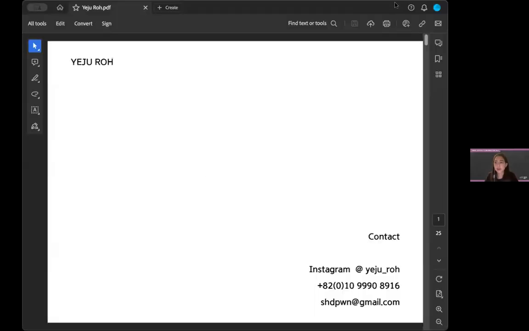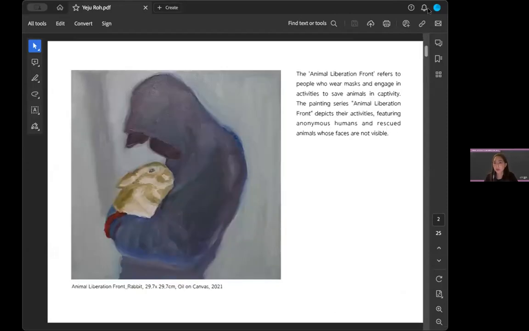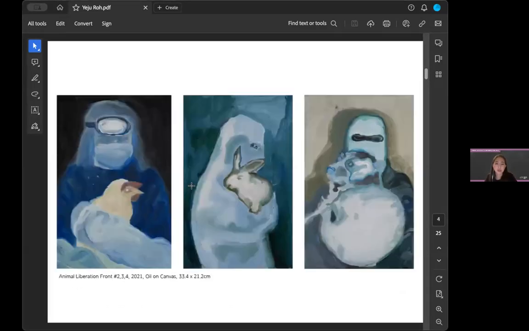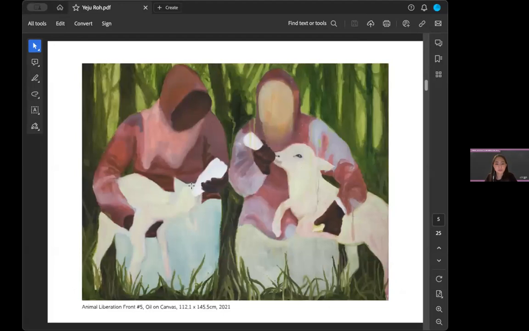So I would like to just share my screen and go over some of her work. I won't be able to probably read all the text, but I will go through them quickly. So she depicts this one's Animal Liberation Front. And if you know ALF, they're anonymous groups of activists, and they rescue animals with their face hidden. So these are the depiction of these activists.